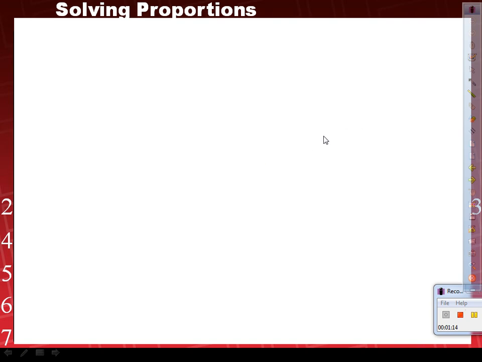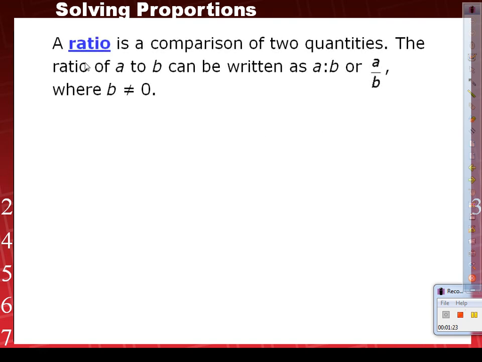Proportions. Let me clarify proportions. Writing utensils down, look up. Some definitions that I need to cover with you. The first one is a ratio. A ratio, it says here, is a comparison of two quantities. And I introduced this. I don't know if you guys remember. Look at this from here to here. This should look familiar. A is compared to B, but B cannot equal 0.